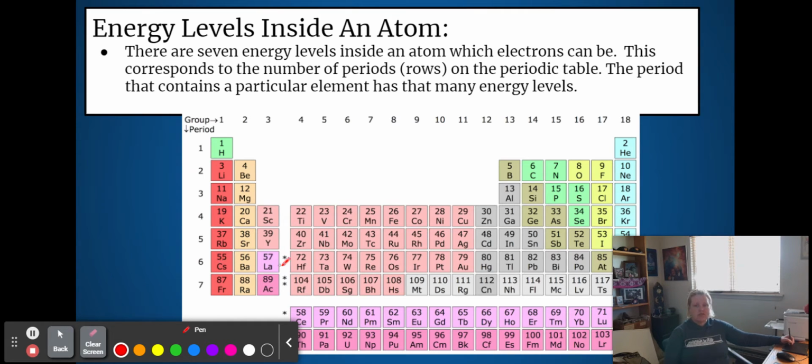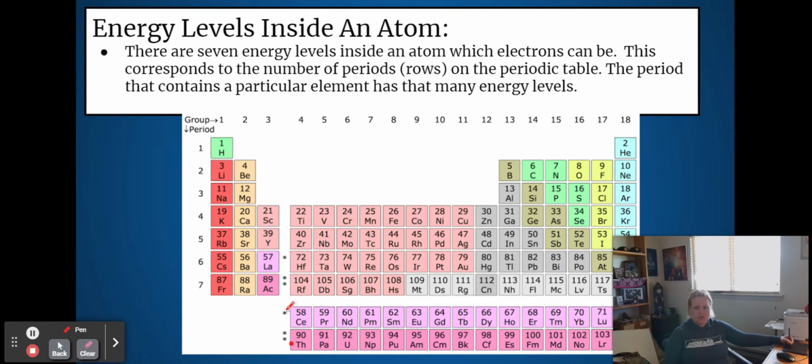So notice at the bottom here, you've got a couple of asterisks marks. So that first asterisk means that it's the lanthanide series that is broken out between 57 and 72 in period 6. So all of these 58 through 71 also have 6 energy levels. And in period 7, where these 2 asterisks are, is your actinide series. So between 90 and 103, those are going to have 7 energy levels.